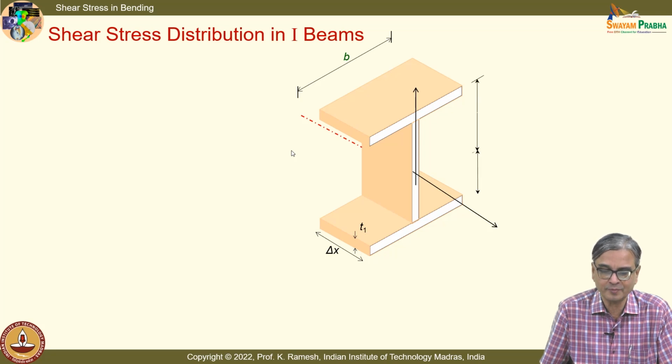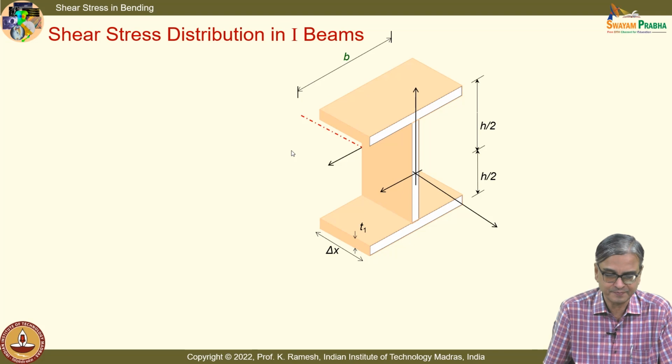These are all the geometrical details. You know, when you write it in isometric view, the distances appear like this. And I have a shear force acting. I have to find out the shear stress variation on the flange. This is called a flange. This is called a web. And this is again called a flange.